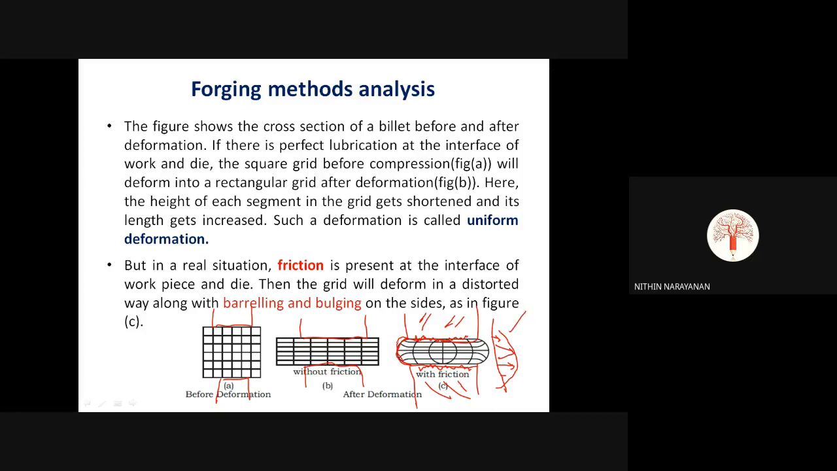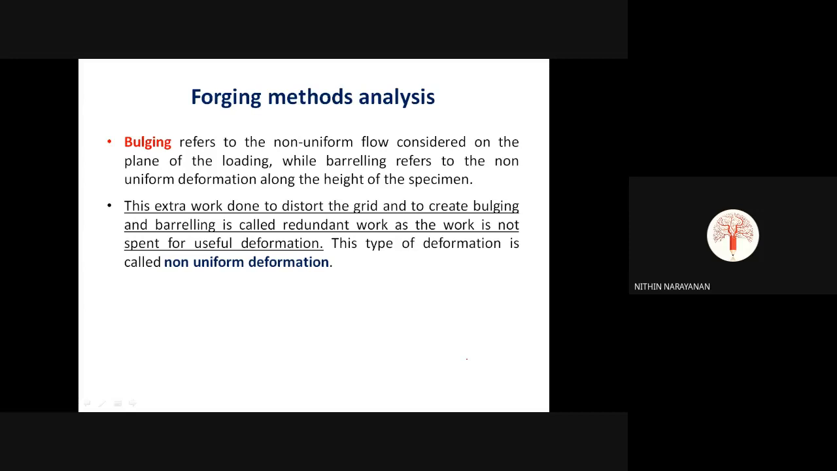Okay. Similarly, here also there will be bulging, because the material near the die will have a certain amount of frictional resistance. But the material at the center of this billet will be somewhat freer to move than those near the contact of the dies. So in a real case, we are getting this type of barreled object or bulged final product, because we are considering friction there. Okay. So bulging refers to the non-uniform flow considered on the plane of loading, while barreling refers to the non-uniform deformation along the height of the system.